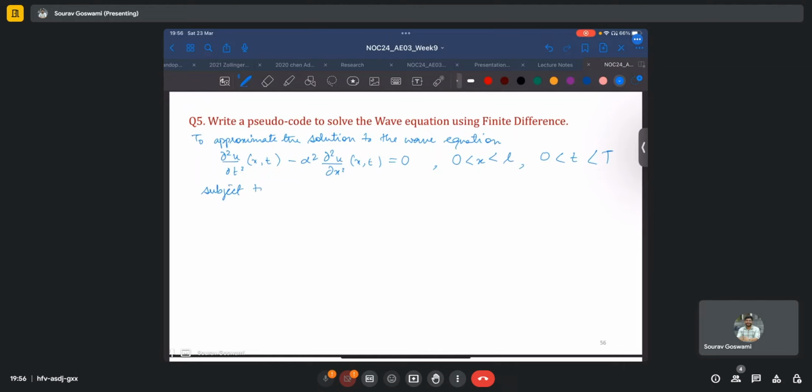subject to the boundary conditions u(0,t) = 0 and u(L,t) = 0. That is, the displacement at the two nodes is always 0 at all times. And the initial conditions: u(x,0) = f(x), the displacement condition, and the velocity condition ∂u/∂t(x,0) = g(x), again some function of x.